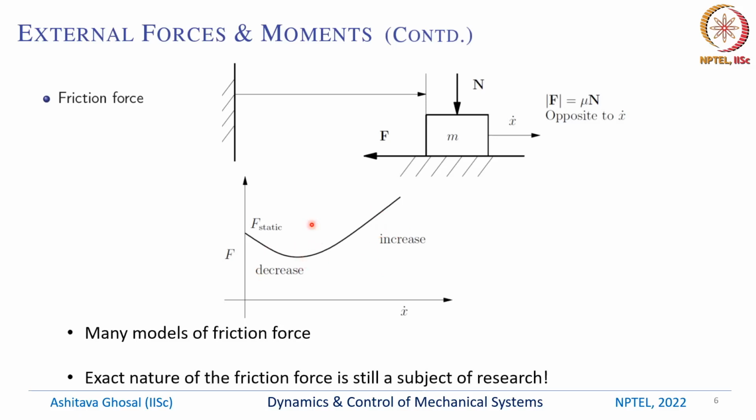There are many such models. I have just shown you one very simple model, and there are lots of papers and research still continuing to find a good model of friction. This is one reasonably good model: we have some static friction, and as soon as it starts moving, this value f decreases, and then as the speed increases, it increases again. This is not necessarily linear, it could be some curve also.